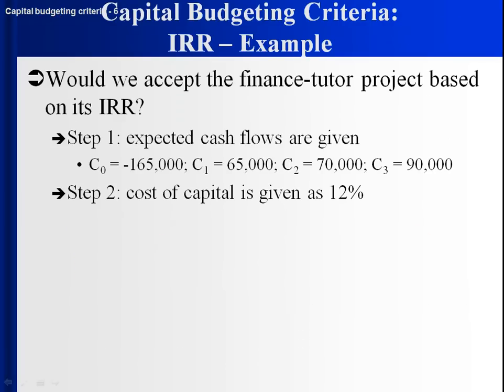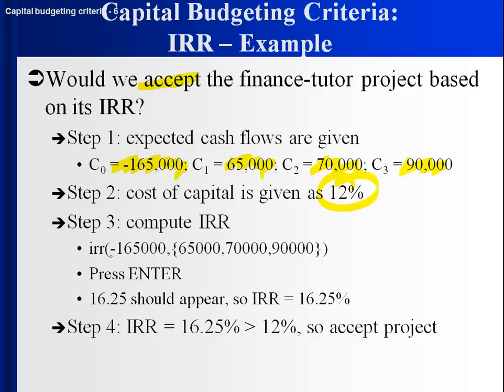So let's look at our finance tutor project. Remember, we put in 165, expect 65 in a year, 70 in 2, and 90 in 3. Cost of capital is 12%. That's going to be our benchmark. We don't need the cost of capital to compute the IRR, but we need the 12% to decide whether or not we should accept the project.